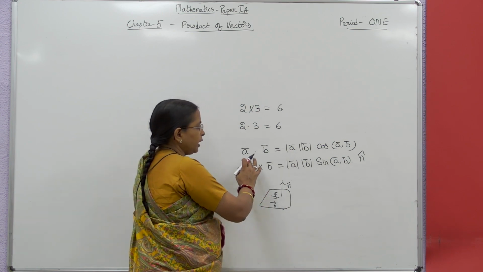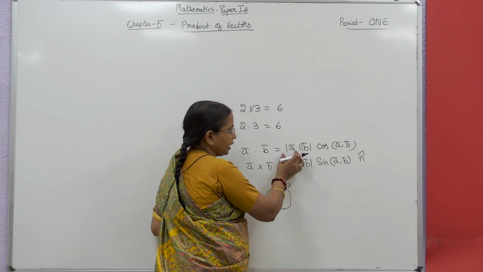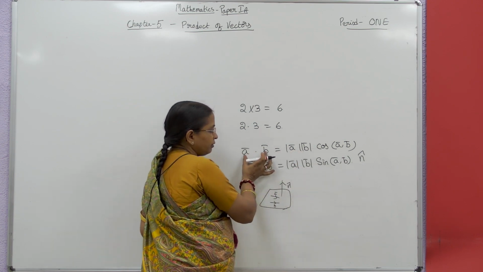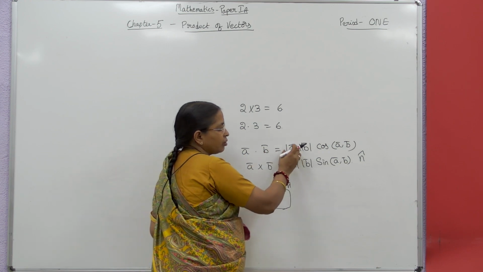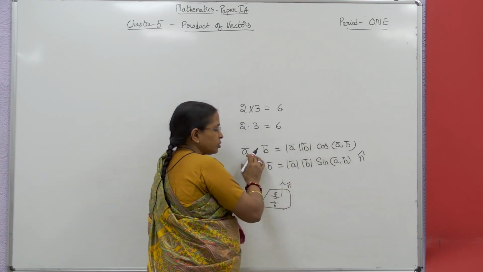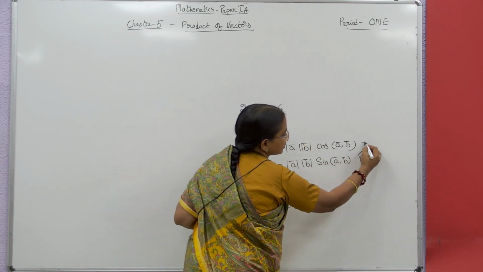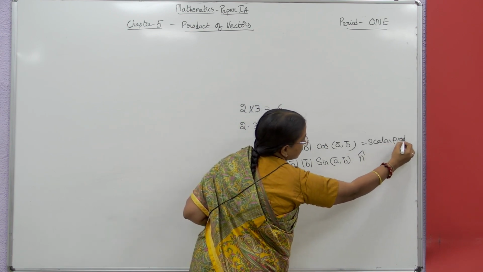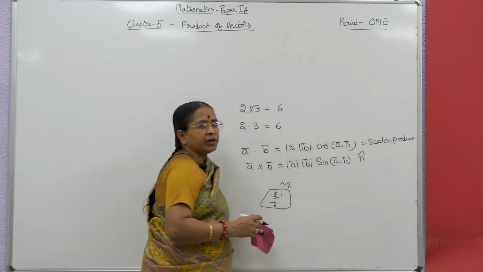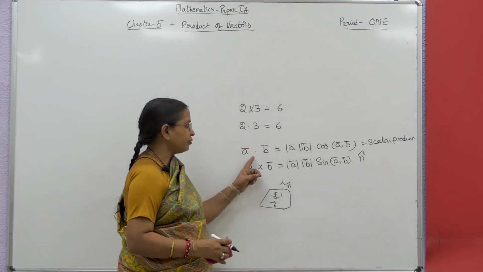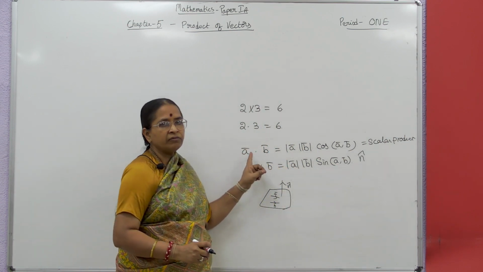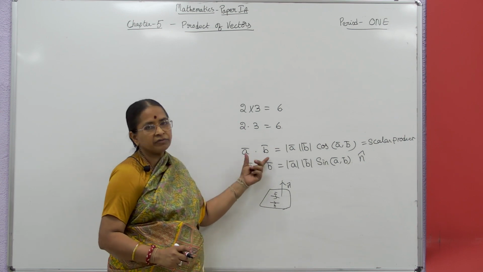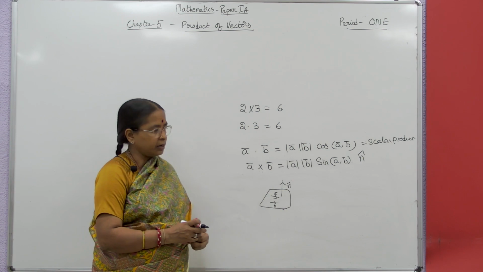So here A dot B is mod A, length of A, into length of B, into cos of angle between A and B. So all these are numbers. So the product is a number. So this is called a scalar product. It is called the scalar product of two vectors. And between them we use the symbol dot. So because of that we call this the dot product.